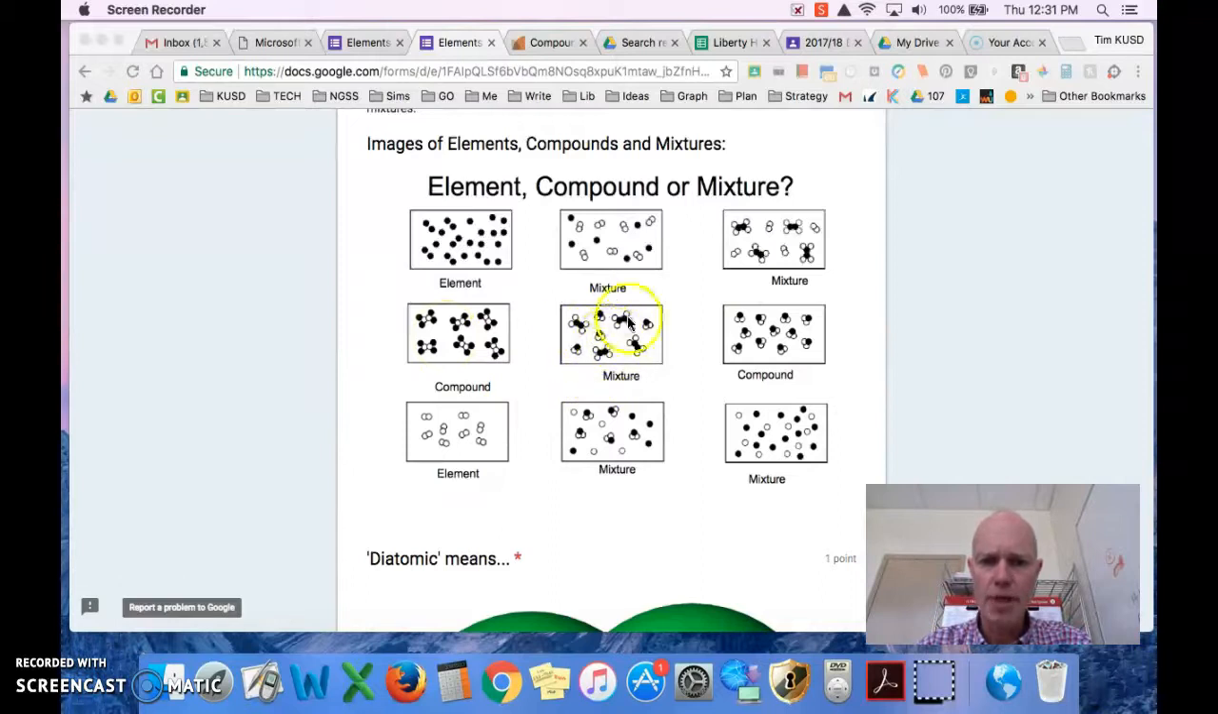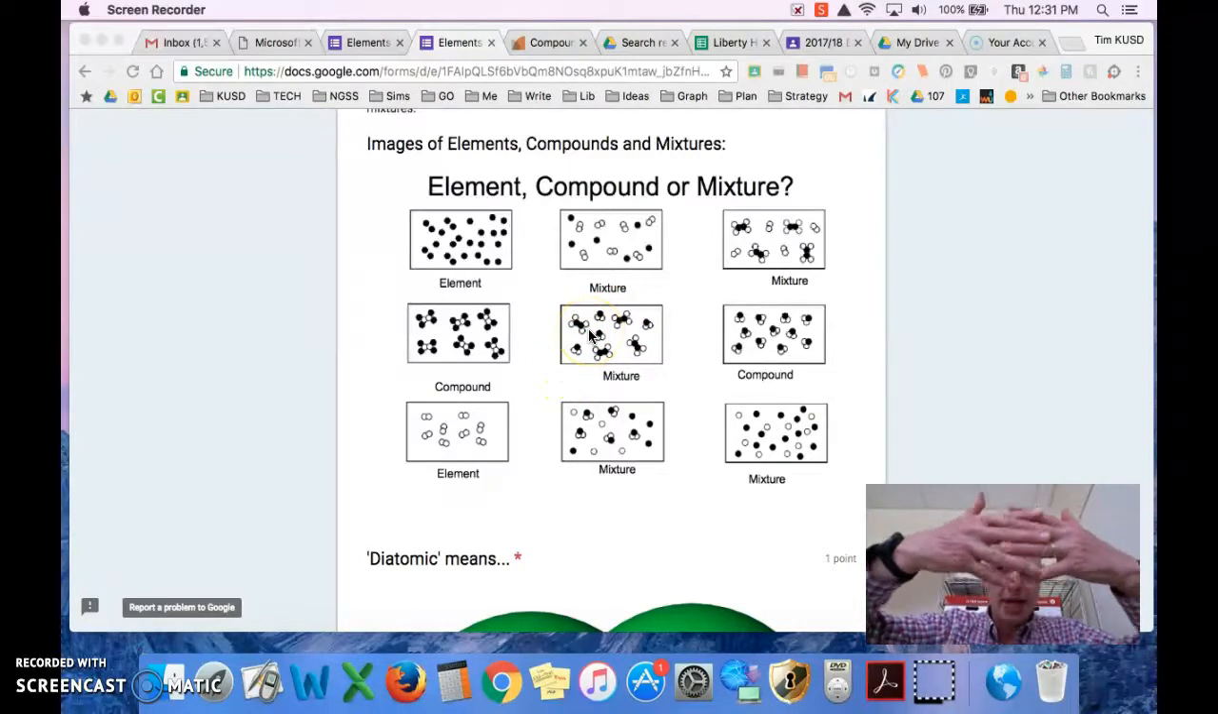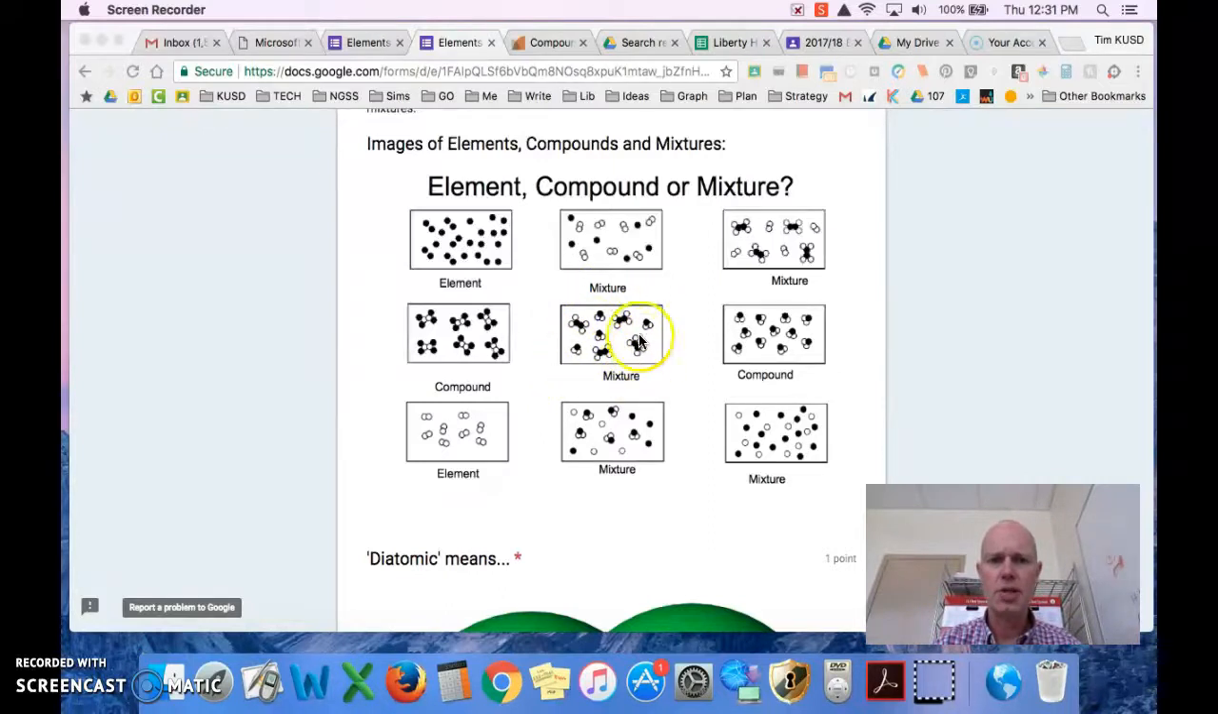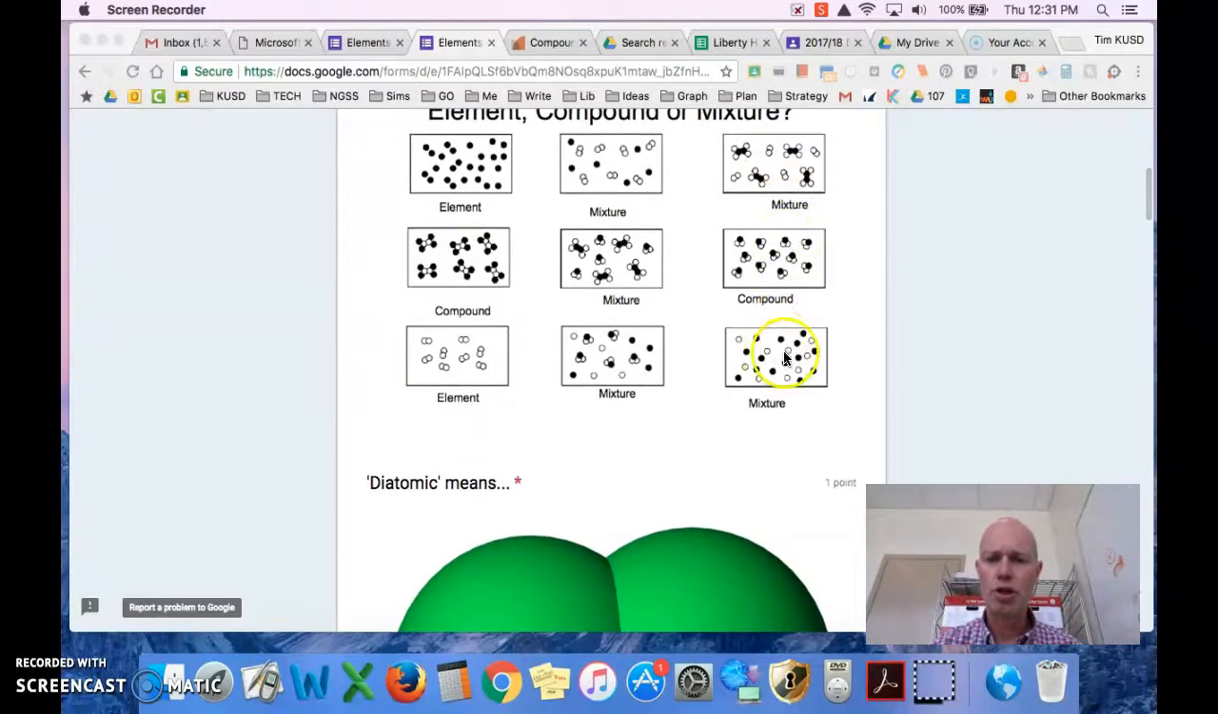So why is this one a mixture? Well, let's have a look. Are they all the same? No, they're not. Are they chemically bonded together? No, they're just sitting around together. Could we separate this mixture? Yes, we could. So this is a mixture. Look, two completely different things here. It's a mixture. Two completely different things. It's a mixture. Three completely different things. It's a mixture. Looks like we have an element, another element, and a compound. It's a mixture.